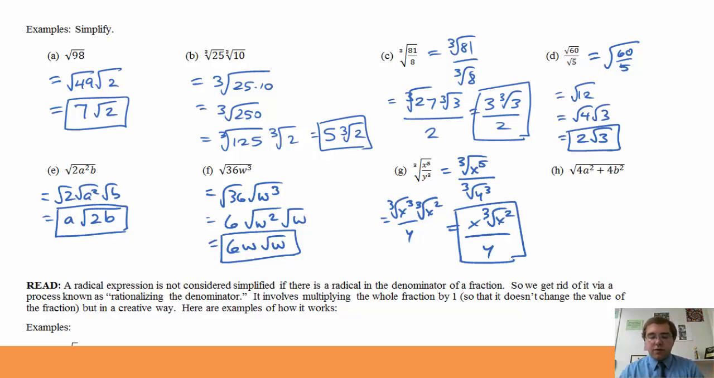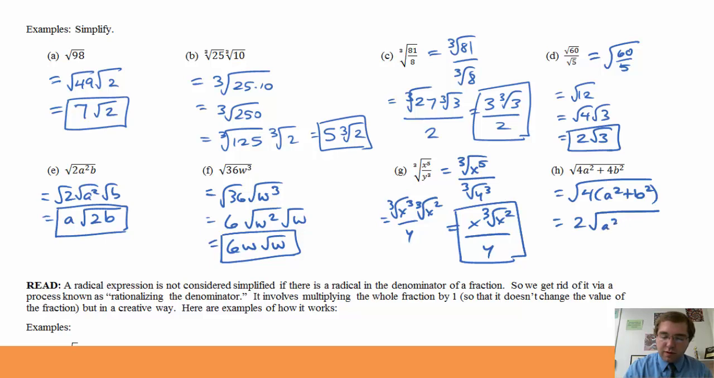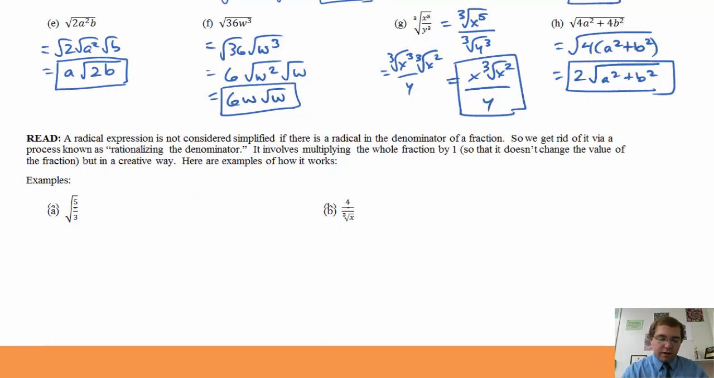H, the square root of 4a squared plus 4b squared. Well, I'm adding underneath there, so I can't split it up. But there's a 4 in both of those. I can factor that out. Okay? Square root of 4 then is 2, and I'm left with the square root of a squared plus b squared. Again, because I'm adding underneath the square root, I cannot split it up. That is not the same as the square root of a squared plus the square root of b squared. So fundamentally different things.